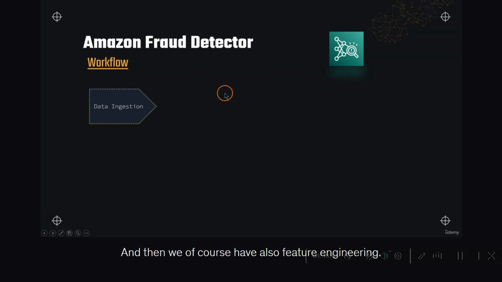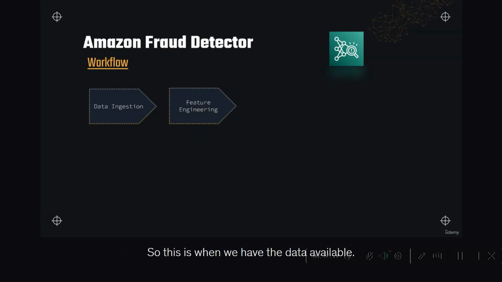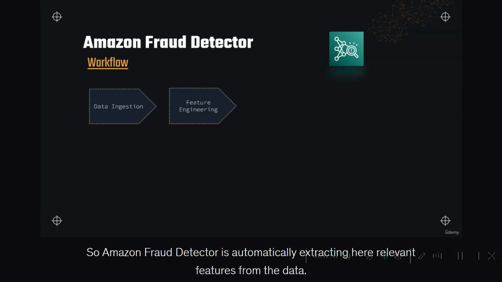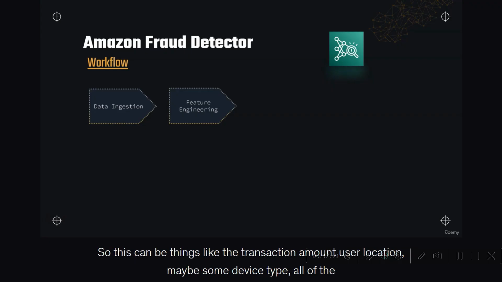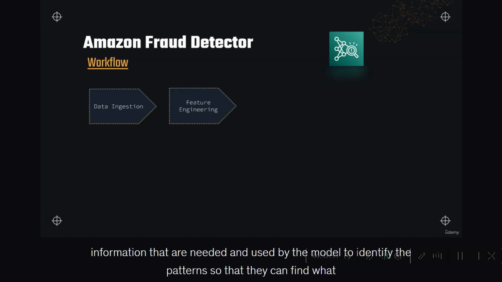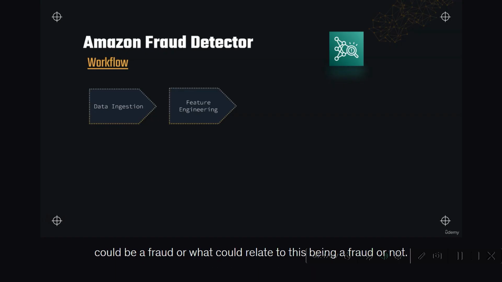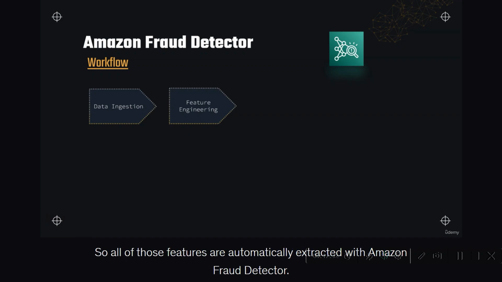And then we of course have also feature engineering. So when we have the data available, we engineer the features. So Amazon Fraud Detector is automatically extracting relevant features from the data. So these can be things like the transaction amount, user location, maybe some device type, all of the information that are needed and used by the model to identify the patterns so that they can find what could relate to this being a fraud or not. So all of those features are automatically extracted with Amazon Fraud Detector.